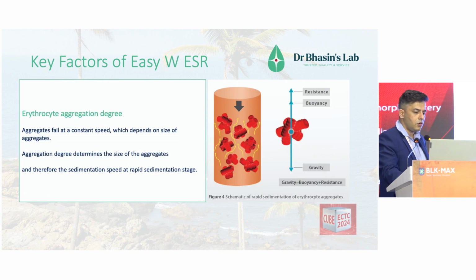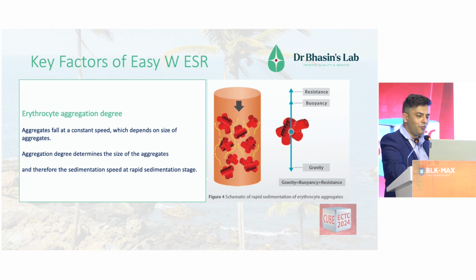To achieve this technicality, there's one more thing they needed, the erythrocyte aggregation degree, because at the end, when it's falling against free flow with gravity, it would fall at a constant speed which depends upon the size of the aggregate, which would be determined by the degree of aggregation.